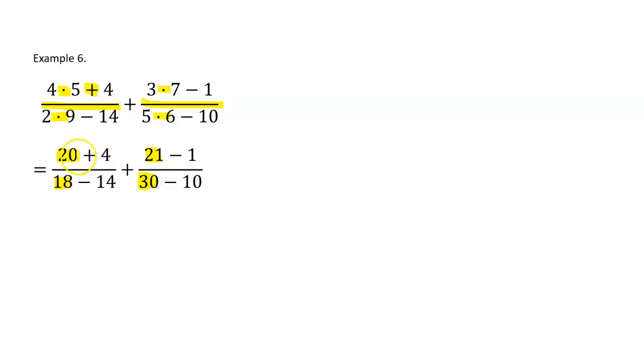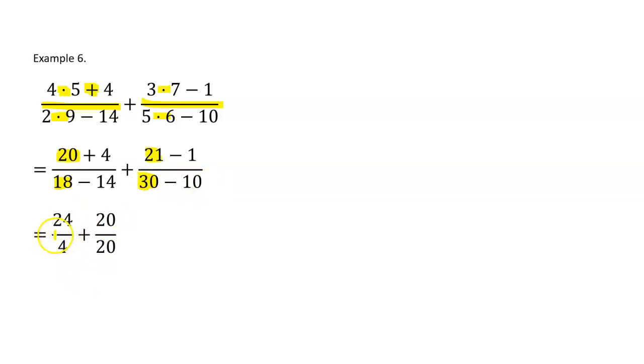And next, we're going to work out the top and the bottom separately. There's only one operation left in each top and bottom. So we do 20 plus 4, that's 24. 18 minus 14, that's 4. 21 minus 1, that's 20. 30 minus 10, that's 20. So we got all of these numbers.